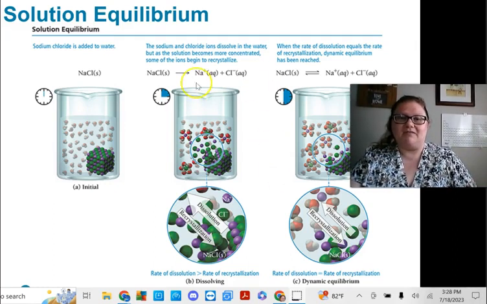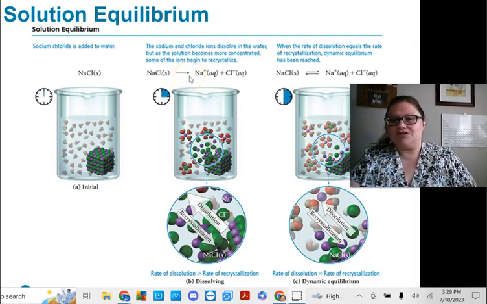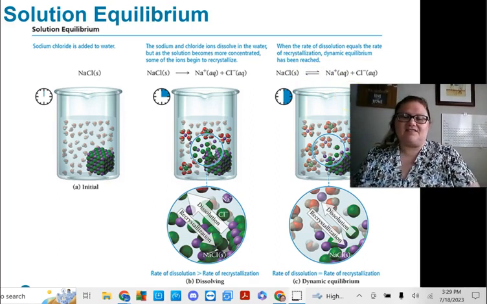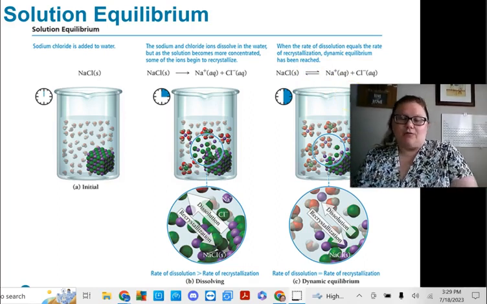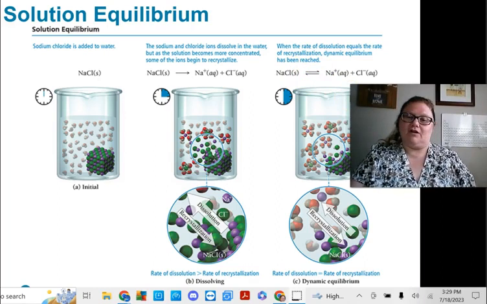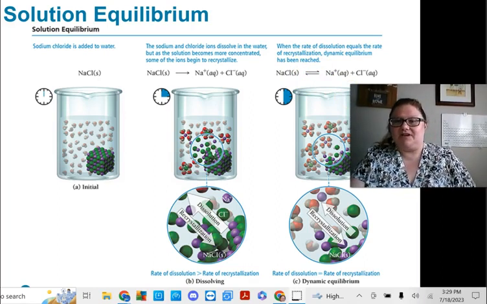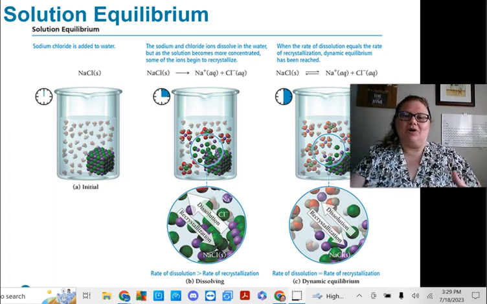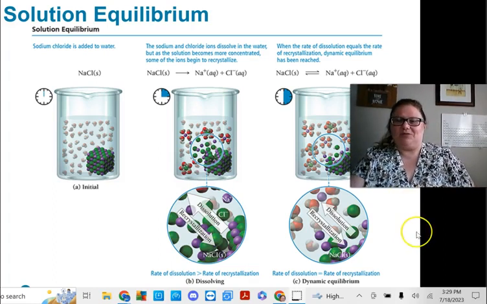So take a look at what we have up here in the middle beaker. As it was being pulled apart, we have an arrow just going to the right, showing that breaking apart of the ions. But then here we have a double-ended arrow, and that represents equilibrium. The same rate of forming the ions and then forming the solid again. So that's what equilibrium is. The interaction is still going on, but it's at the same rate. That's equilibrium.